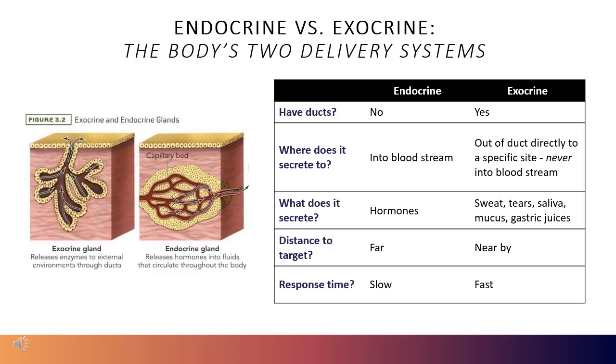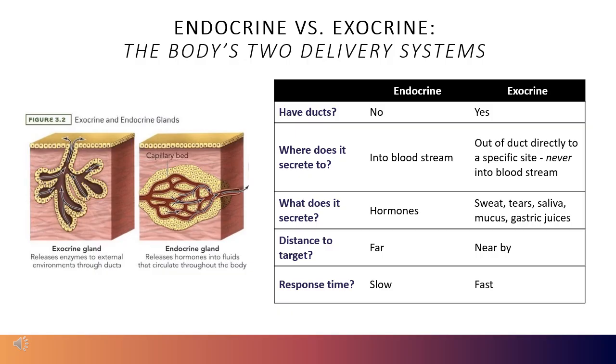Endocrine is anything that's going to get dropped into the bloodstream. So basically, a hormone will get released, get dropped into the bloodstream instead of directly to where it's supposed to act upon, and then the bloodstream will carry it off to wherever it's supposed to work.